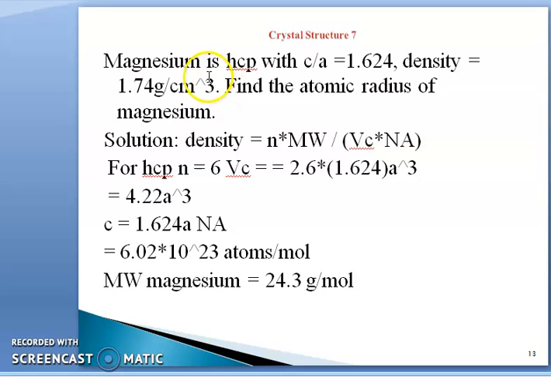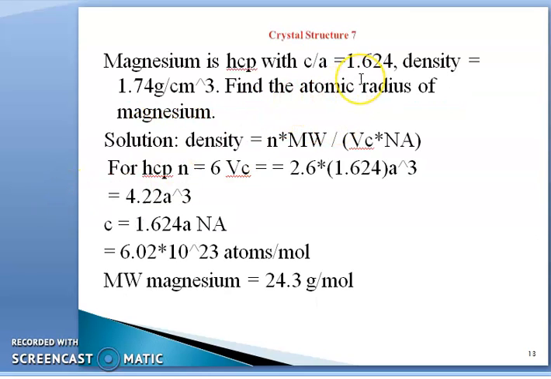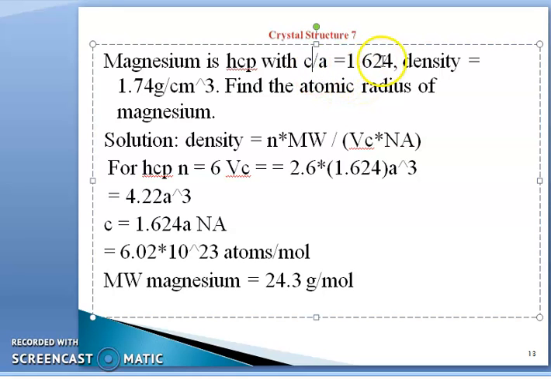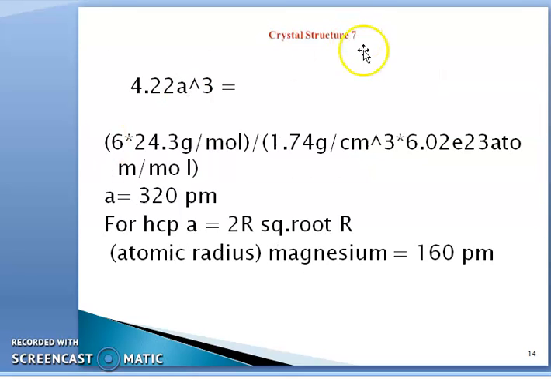The second problem is in case of magnesium. Magnesium is an HCP, with A given to us as this much, and density given as this much. We are asked to find out the radius. By using this relation, one can obtain the radius of magnesium. So in this way, we obtain the magnesium radius by using the formula A is equal to 2R, and we will get R as 160 pm.